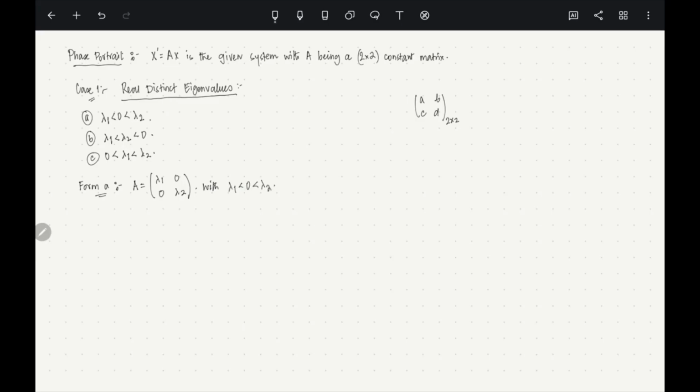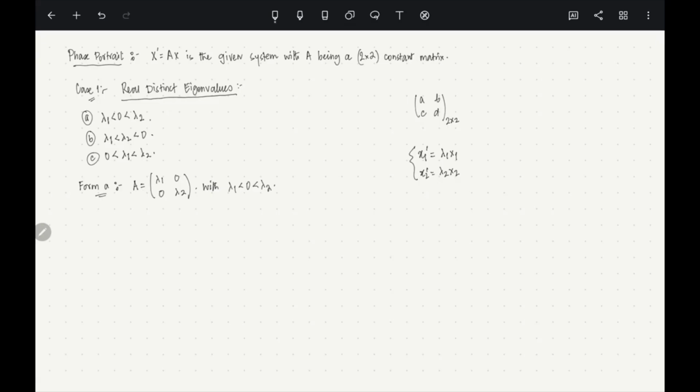Clear? Now, of course, if you can reduce the problem like this, then you can solve this system. Why? Because you have reduced the problem to x1 prime equals lambda 1 x1 and x2 prime equals lambda 2 x2. Once this is there, you can solve it. These are two unrelated equations, very easy to solve, and what you are going to get is two different solutions.